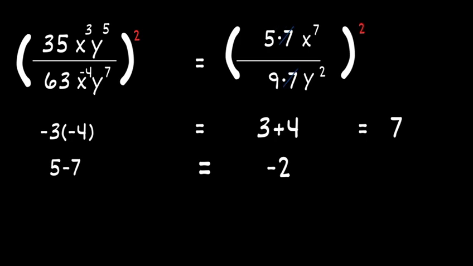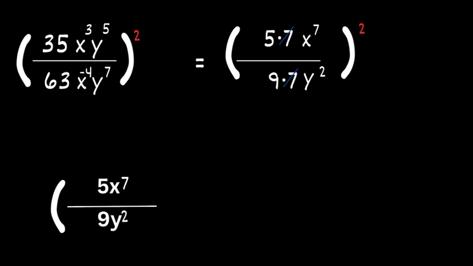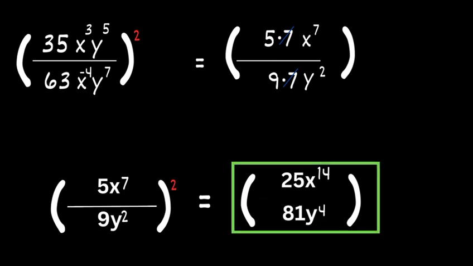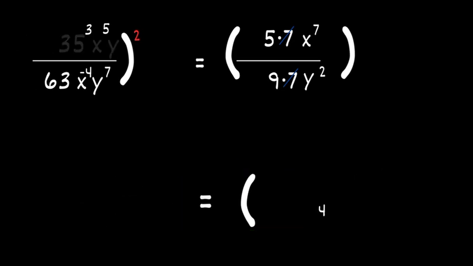Now the last thing we could do is cancel the 7. Let's get rid of this stuff. So we have 5x to the 7th divided by 9 y squared, raised to the second power. 5 squared is 25, and x to the 7th raised to the second power is going to be x to the 14th. 7 times 2 is 14. 9 squared is 81, and 2 times 2 is 4. This should be the final answer.